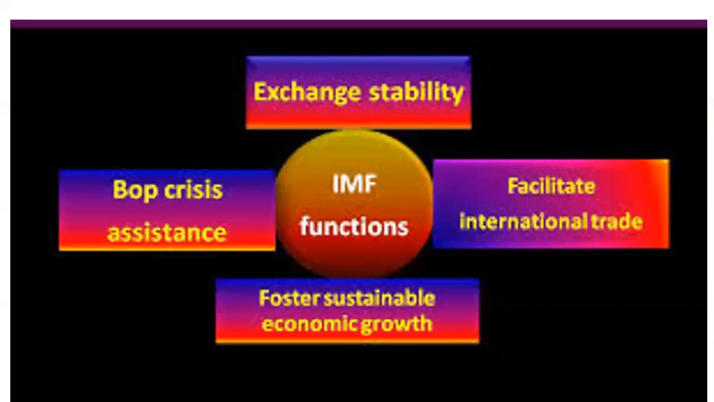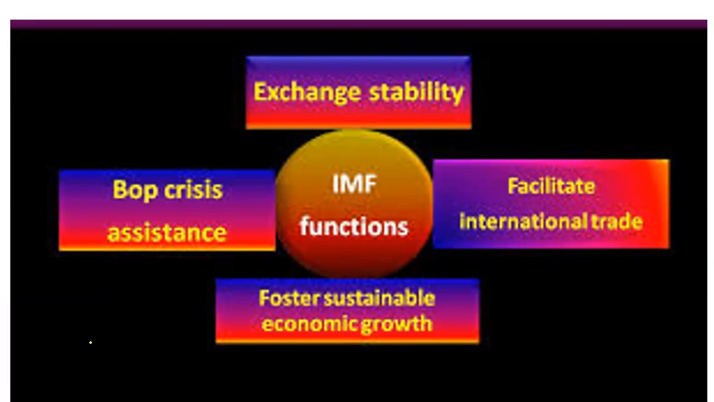Then we have functions of IMF. These are the four major types of functions, that is BOP crisis assistance, then exchange rate stability, facilitates international trade, and fosters sustainable economic growth. And one another is there. This is surveillance. Okay. One another function is there.